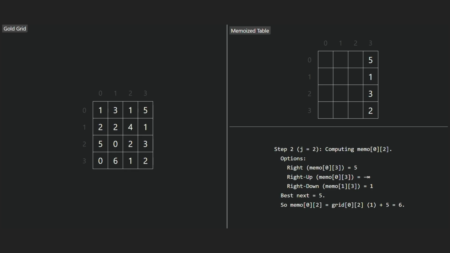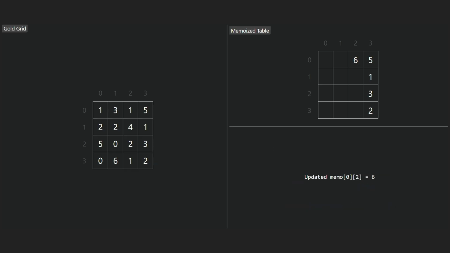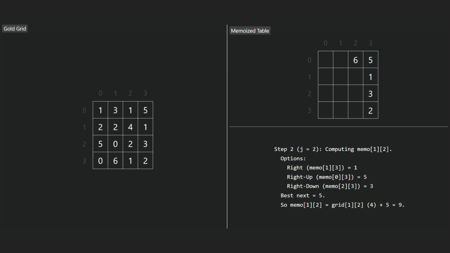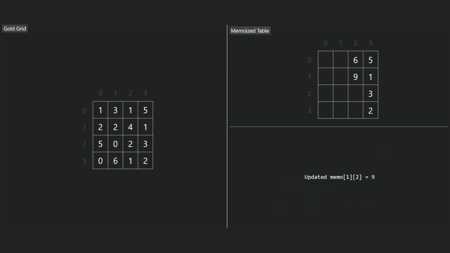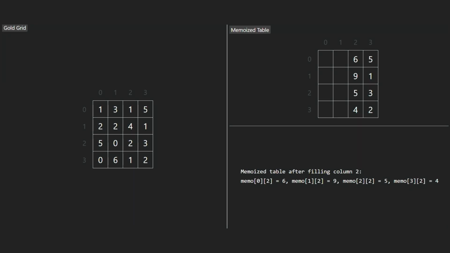Right up is invalid. The larger is 5, so memoized table at 0 cross 2 becomes grid at 0 cross 2, which is 1, plus 5, giving 6. We repeat this for rows 1 through 3, filling in memoized table at 1 cross 2 equals 9, memoized table at 2 cross 2 equals 5, and memoized table at 3 cross 2 equals 4. After that step, column 2 of the memoized table reads 6, 9, 5, 4.